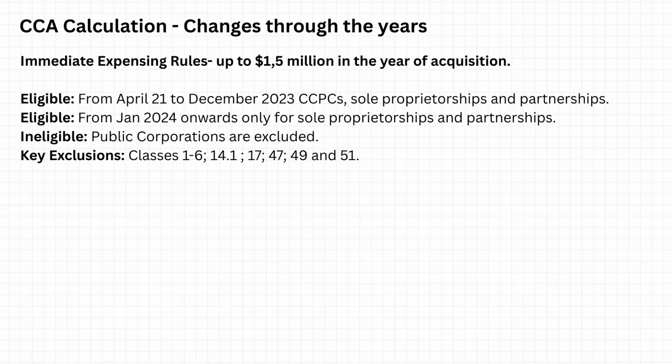Well, the list is very specific. It was allowed for Canadian controlled private corporations, along with proprietorships and some partnerships from 2021 to 2023, then from 2024 onward, the incentive is only allowed for proprietorships and some partnerships where all the partners are individuals, not corporations. Big public companies are out. And while it works on most property, you absolutely have to know the exceptions, especially those long life assets like buildings in classes 1 through 6.